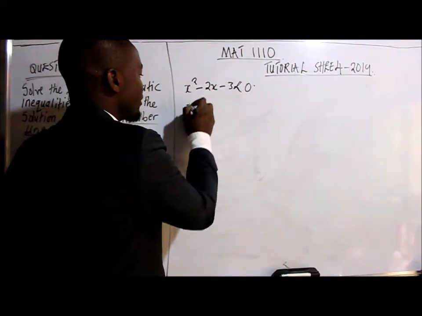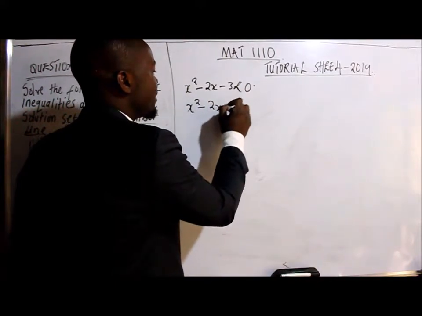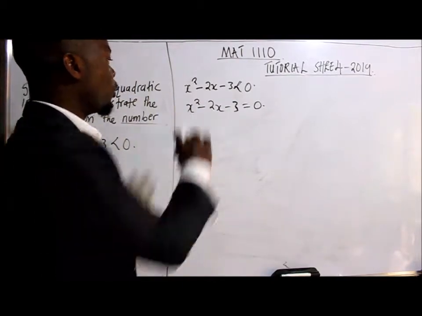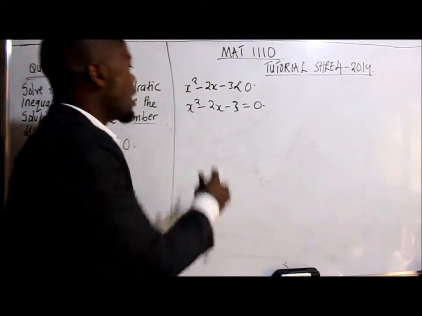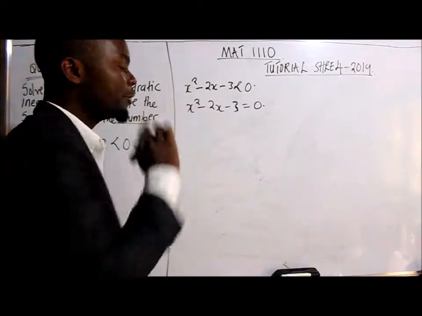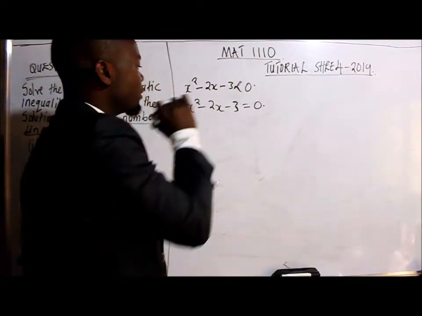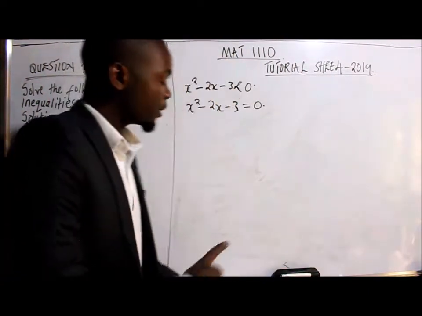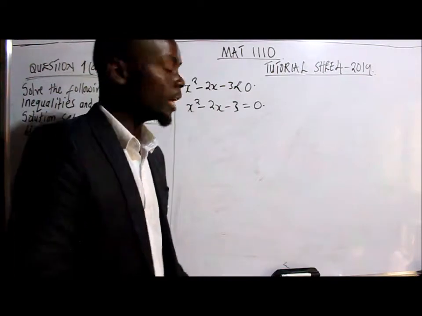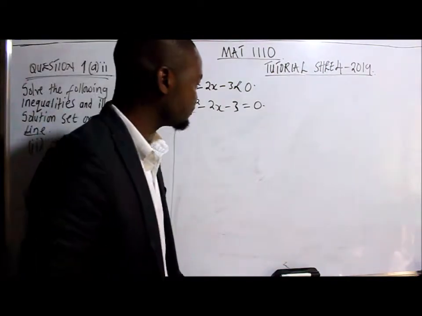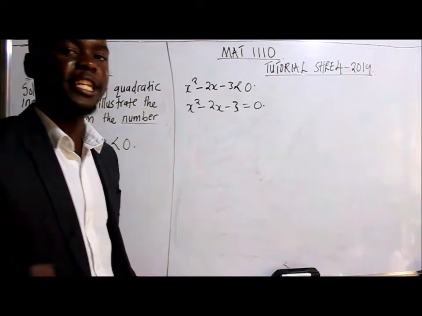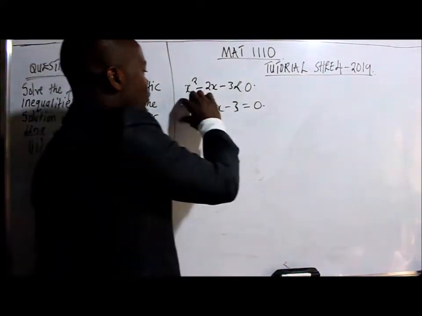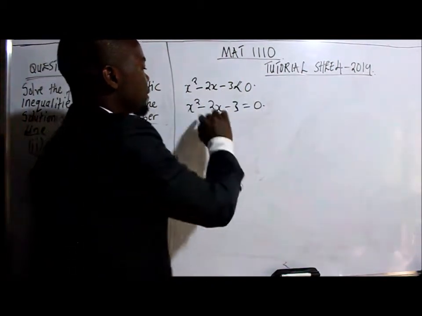So just assume that you have x squared minus 2x minus 3 is equal to 0. The next step is to calculate the value of x. There are two methods you can use: the factorization method or the quadratic general formula. Or if you want, you can even use the completing the square method. It's fine. Now from here, we can use the factorization method.